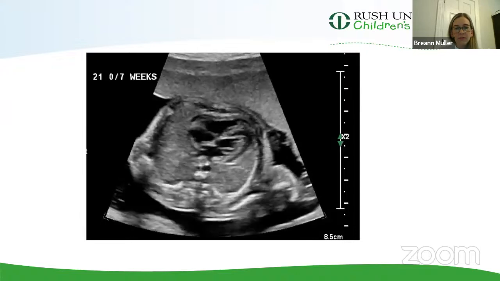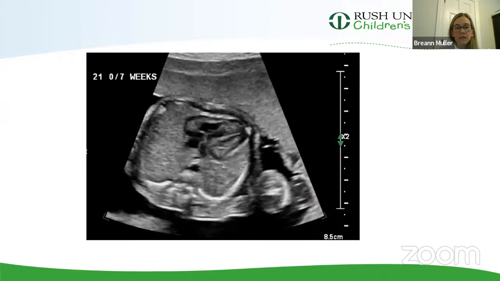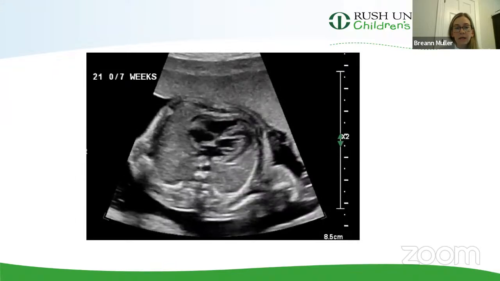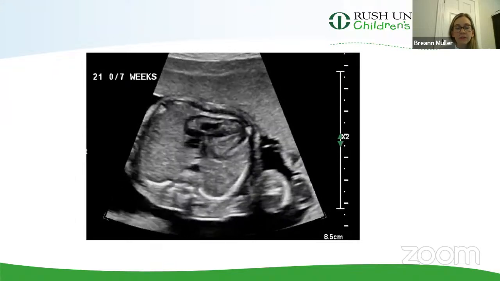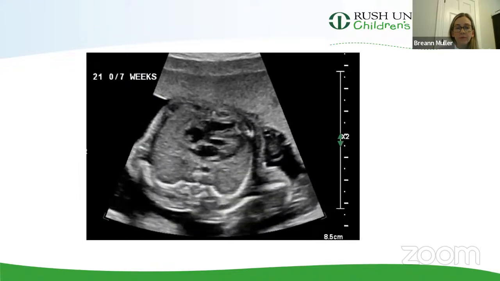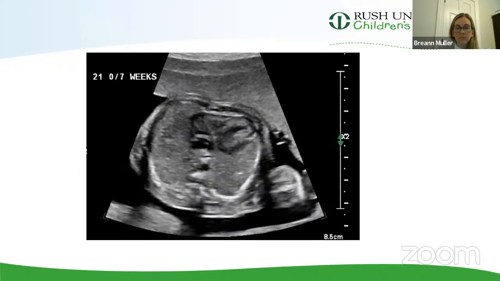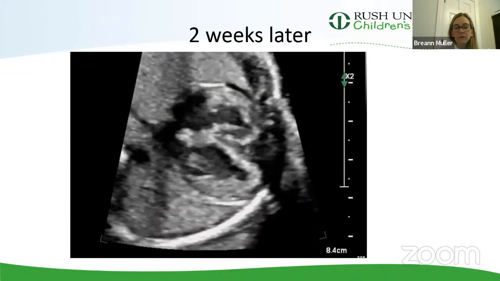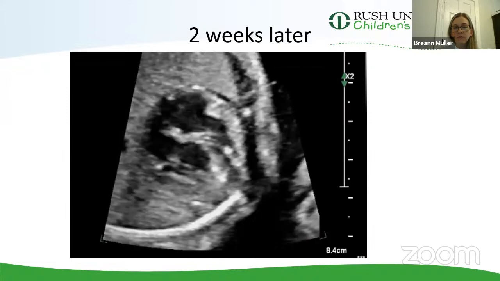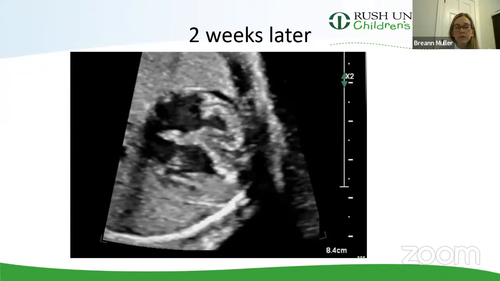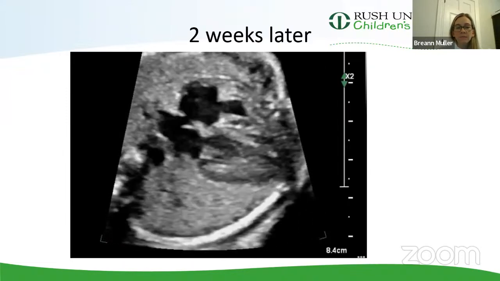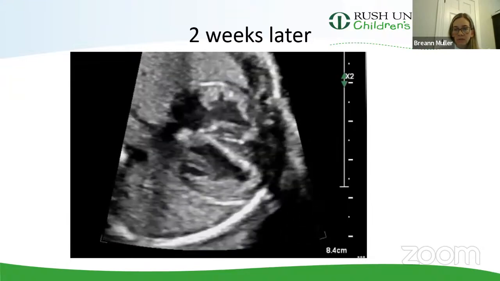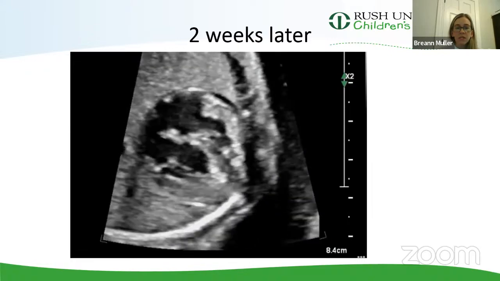The function looks good. The LV looks like it's a little hypertrophied. You'll notice the heart rate just looks slow. And at the very end, it may be hard to notice that there's an irregular beat there. And then 2 weeks later, the heart rate had completely increased and seemed to be a normal rate, about 130s to 140s. So we presumed there was sinus bradycardia due to stress from the aortic stenosis for this patient.